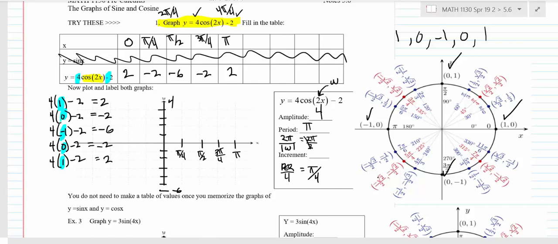Now let's just plot the points. So we have 0, 2. We have pi over 4, negative 2. Pi over 2, negative 6. 3 pi over 4, negative 2. And then pi, 2, like that.